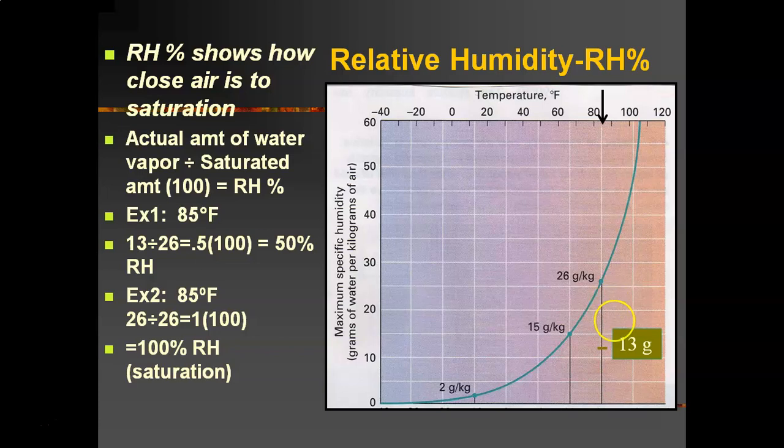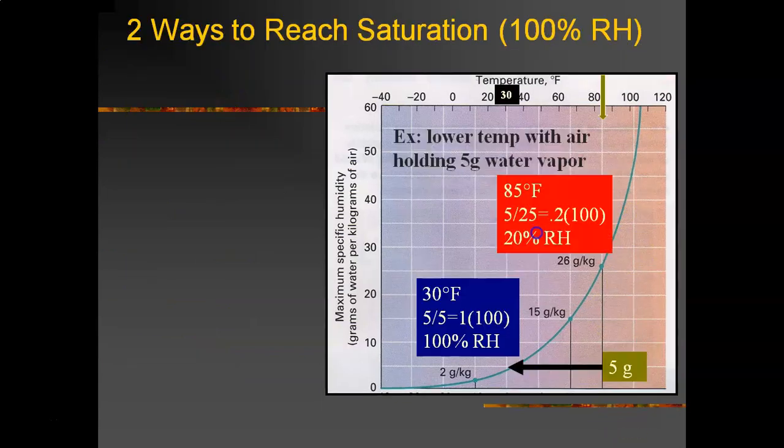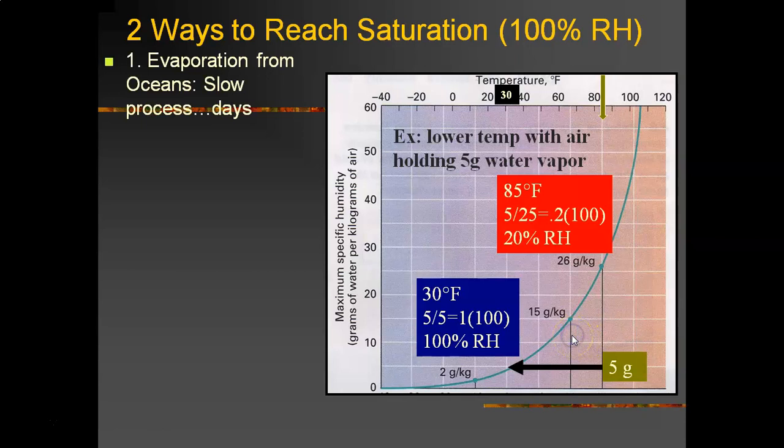If it's 98 or 99%, you're pretty close to saturation. But if you're at 10% or 20%, you've got a long way to go to fill up that capacity. Now, there are 2 ways to reach saturation. The first way is the way I've been talking about, evaporation from the oceans, to fill up the capacity at whatever temperature it is.